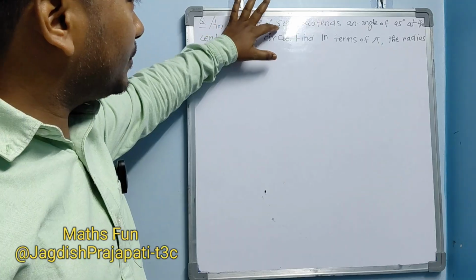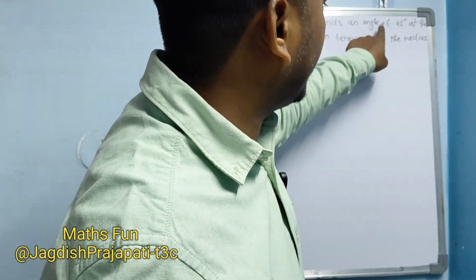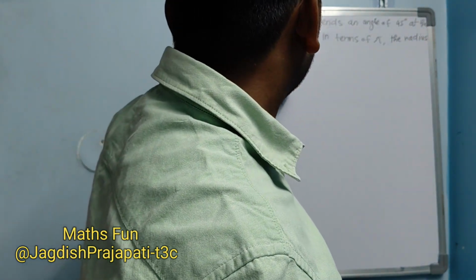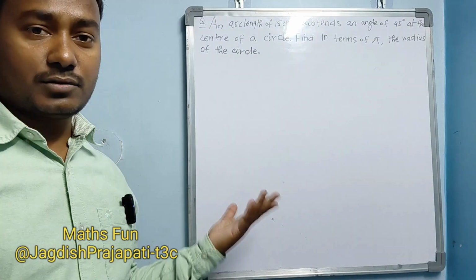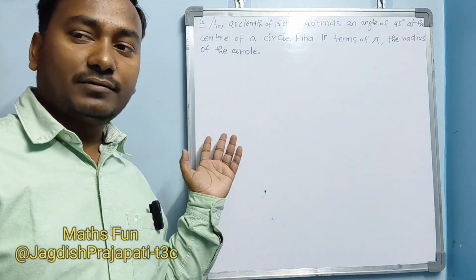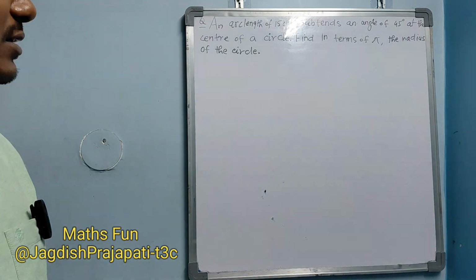An arc length of 15 centimeter subtends an angle of 45 degrees at the center of a circle. Find in terms of pi the radius of the circle. So this is also similar to the just previous question. Arc length was given and we find out radius. So in this problem we have to do it in the same way.